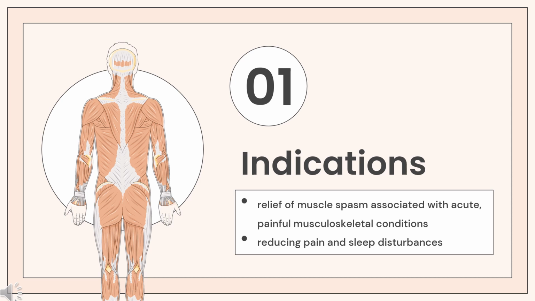What is cyclobenzaprine used for? Cyclobenzaprine is indicated as a short-term, 2 to 3 weeks, adjunct therapy, along with rest and physical therapy, for relief of muscle spasm associated with acute, painful musculoskeletal conditions. It has not been found effective in the treatment of spasticity originating from cerebral or spinal cord disease, or spasticity in children with cerebral palsy. Cyclobenzaprine is also occasionally used off-label for reducing pain and sleep disturbances in patients with fibromyalgia.